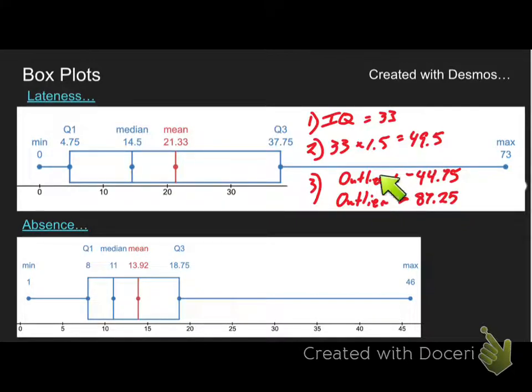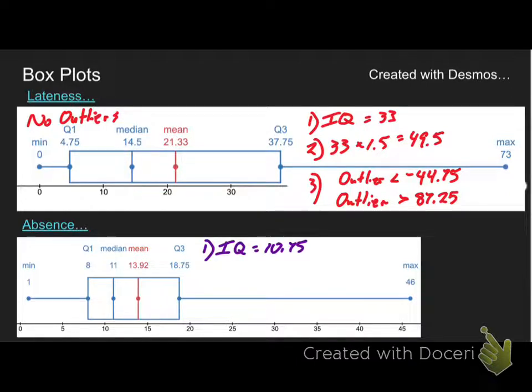And then 37.75 plus 49.5 is 87.25. So if somebody was late, say 88 times, that would be considered an outlier. So that's what I would call an outlier. But nobody was late that many times. We had 73. So let's take a look at this again on this box plot down here. If you want to pause the video and try it yourself, we did that in class. See if you can figure out if, say, this 46 is an outlier. Here we go. Yeah, so there are no outliers in this data.